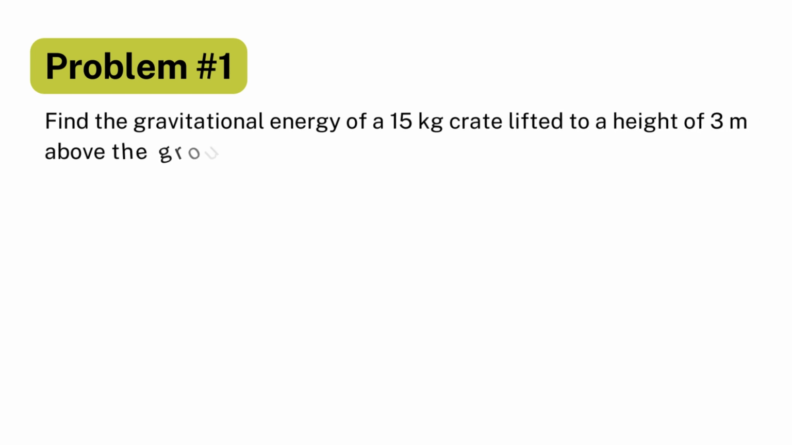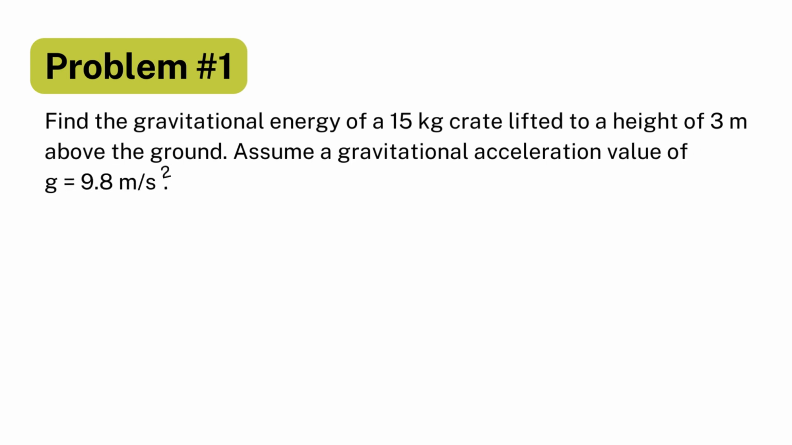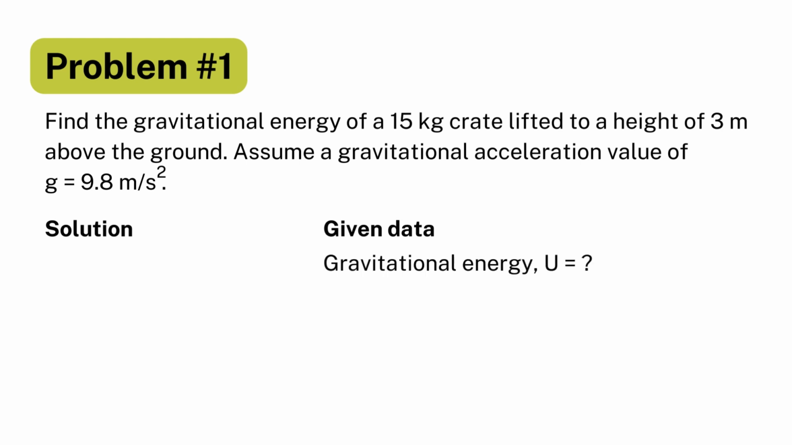Find the gravitational energy of a 15 kilograms crate lifted to a height of 3 meters above the ground. Assume a gravitational acceleration value of g equals 9.8 meters per second square. Note down the given information, input the values into the formula, and find the gravitational energy as requested. Find the gravitational energy, so U equals question mark.